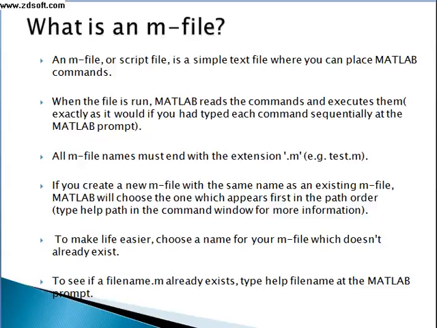Now if you want to create a new M file with the same name as an existing M file, MATLAB will choose the one which appears first in the path order. Type help path in the command window for more information on this case. To make it easier, choose names for the M files that are different from one another, so you avoid the confusion. To see whether a file name already exists, type help filename at the MATLAB prompt and you will get the details.